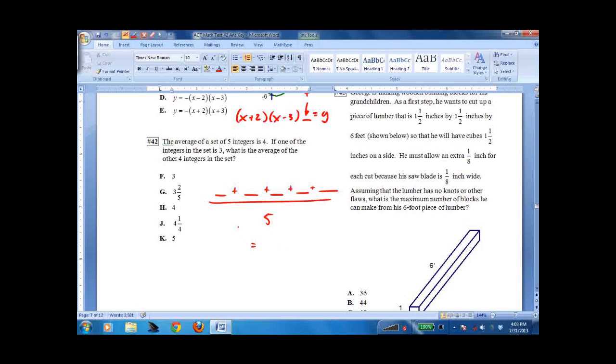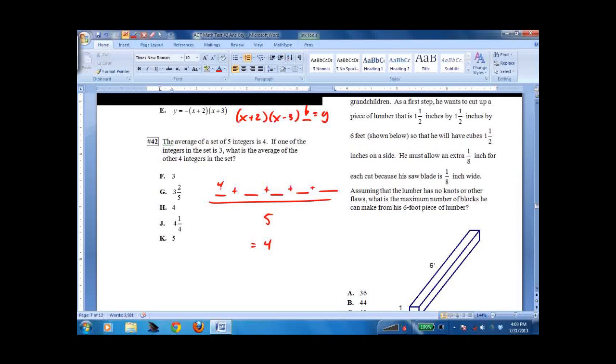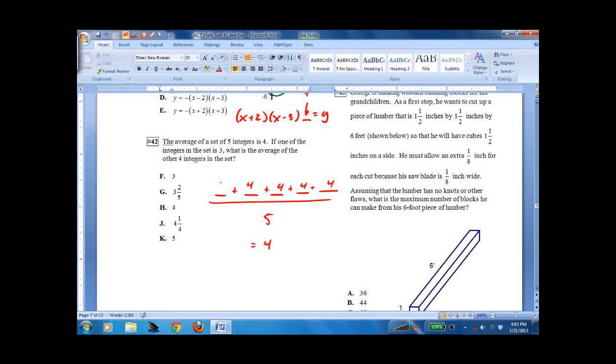Excuse me. Confusing problem from the perspective of all these numbers. Well, we could make them all 4. 1, 2, 3, 4, 5 of them. 5 times 4 is 20, divided by 5 is 4. But it says one of them is 3. So if this one was 3, it's 1 less. This one would have to be 5. Now, get rid of that one and divide by 4. We will get 12 and 5 is 17 over 4, also known as 4 1/4.